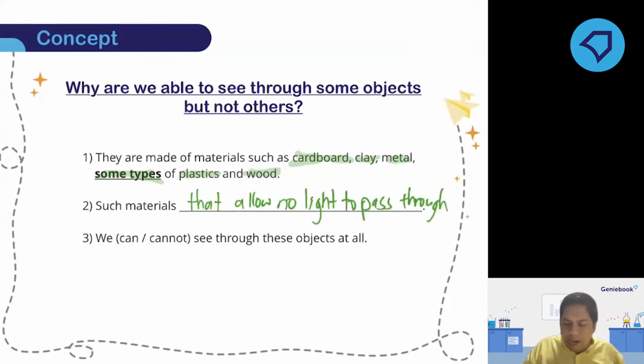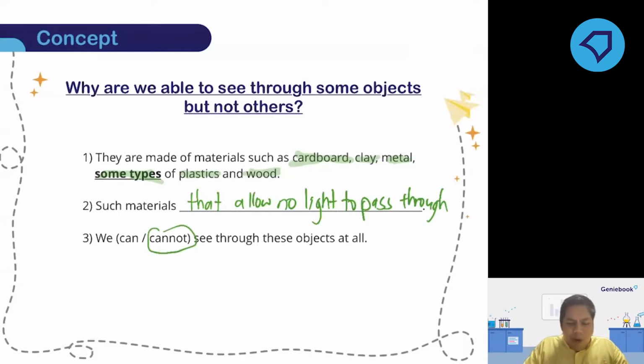And the materials that I've mentioned above, cardboard, clay, metal, and some types of plastic and wood, are those type of materials that allow no light to pass through at all. So can or cannot we see through these objects at all? Yes, correct. So we cannot see through these objects at all.